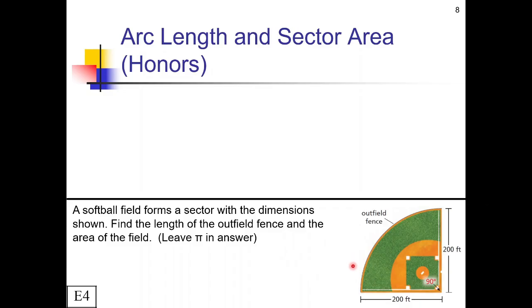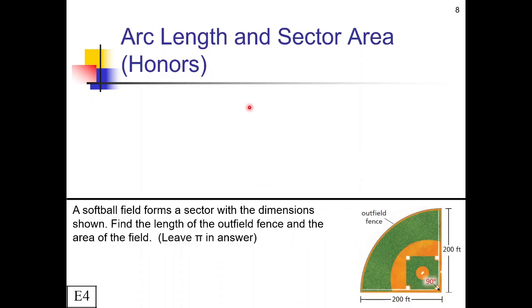They want us to find the length of this outfield fence here and also the area of the field. And then they said we can leave pi in the answer, so we could theoretically do this without a calculator, is what that's really saying. So what does this all mean? We need to tell a little bit of a story before we can get to this.